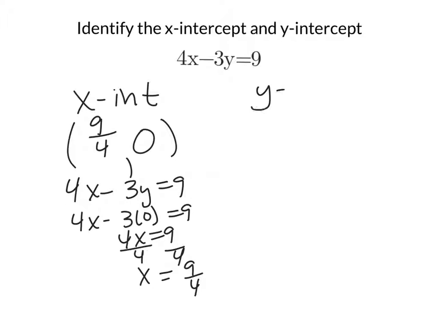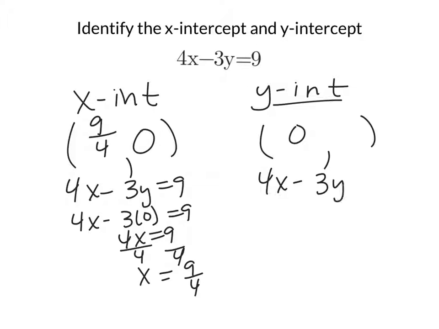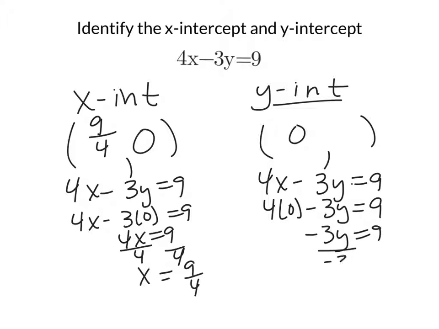And then to find the y-intercept, remember the y-intercept is the point where the x value would be 0. So again, let's take that equation, 4x minus 3y equals 9. Where we see an x, we're going to replace that with 0 and then solve the equation for y. So 4 times 0 is 0, so we'd have negative 3y equals 9. We'll divide both sides by negative 3, and y is equal to negative 3. So our y-intercept is at the point (0, -3).